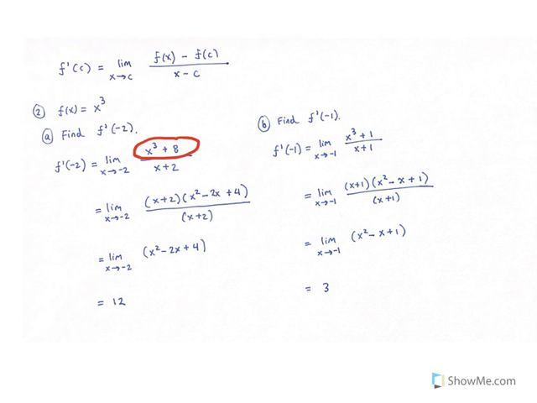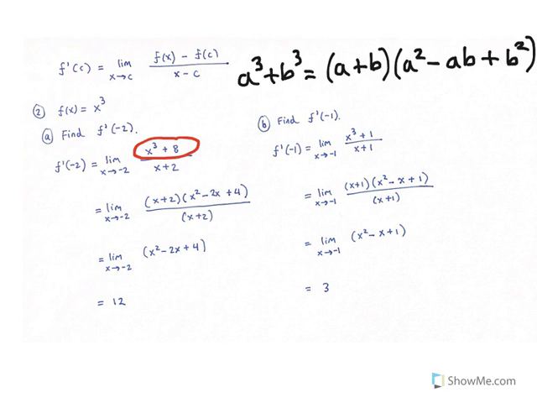You can factor x cubed plus 8 by using the sum of two cubes factoring pattern. And when you factor the numerator using the sum of two cubes factoring pattern, you get x plus 2, because 8 is 2 cubed. So we have x cubed plus 2 cubed. So we have x plus 2 times x squared minus 2x plus 2 squared, which is 4, divided by x plus 2.